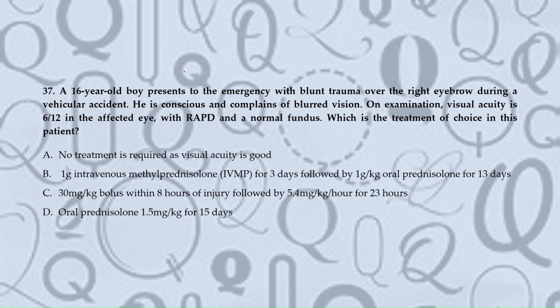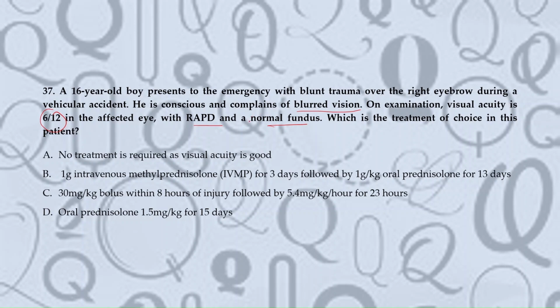A 16-year-old boy presents to the emergency with blunt trauma over the right eyebrow during a vehicular accident. He is conscious and complains of blurred vision. So you have some subjective complaints here. On examination, visual acuity is 6/12 and there is RAPD and a normal fundus. So you know that there has been some sort of traumatic optic neuropathy by now.